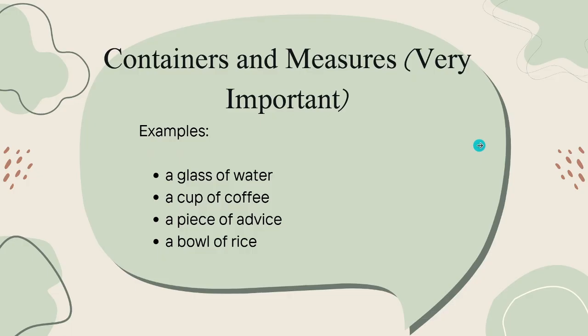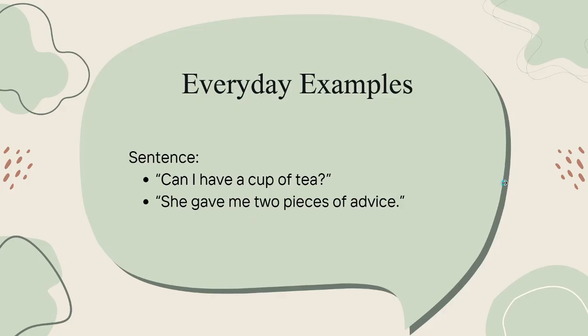And let's continue with containers and measures. They are very important. To count uncountable nouns, we use containers or measurements. For example, a glass of water, a cup of coffee, a piece of advice, a bowl of rice. So can I have a cup of tea? She gave me two pieces of advice.